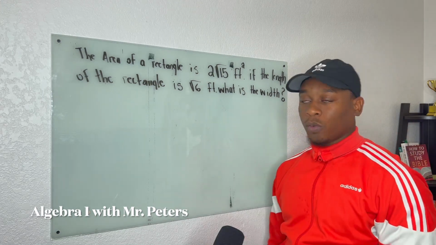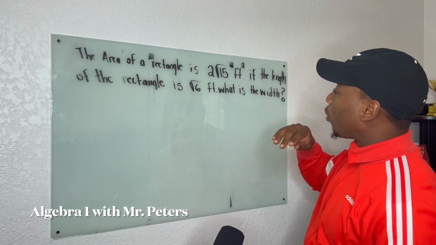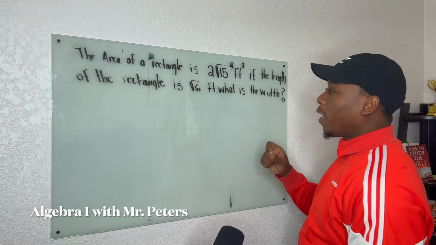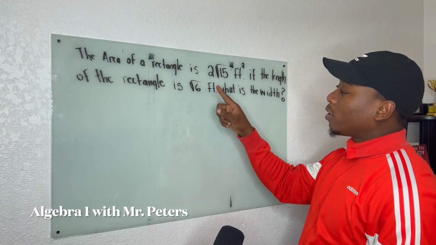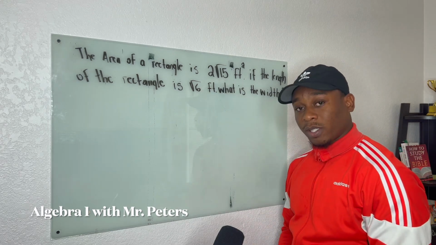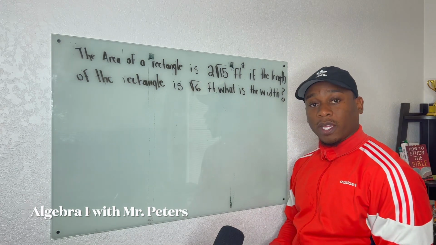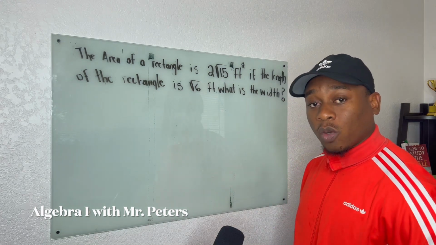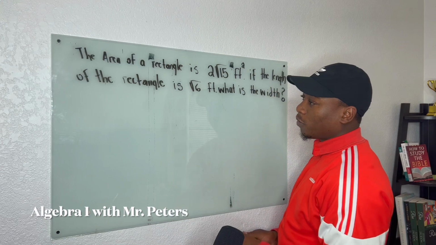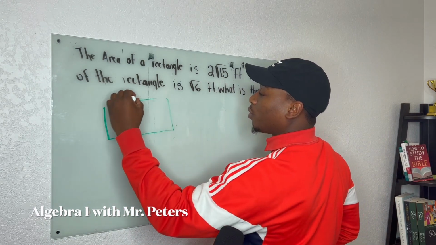All right, guys. So, the second problem says the area of a rectangle is 2 radical 15 feet squared. If the length of the rectangle is radical 6 feet, what is the width? So, like the last problem, I'm going to start off by drawing a diagram so we can get a better representation of this, right? So, we have a rectangle now, all right?